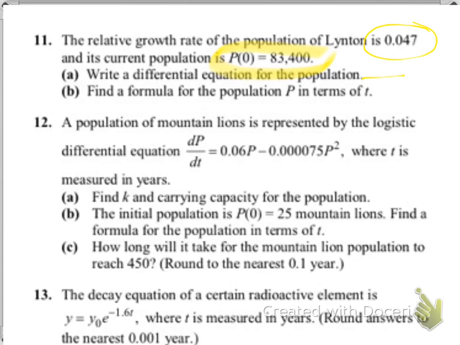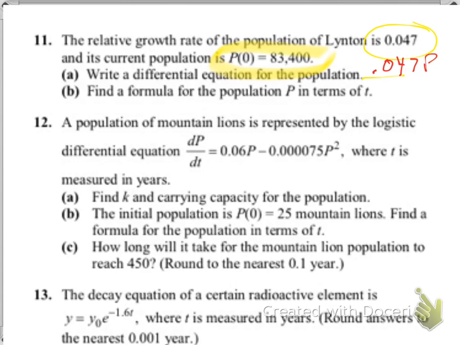I'm going to go red on this one. 0.047P. That's your dP, and I'd write dP/dt in front of that if I had more room. And find the formula for the population, which is what I did on the previous page as well. Squeeze it in there, that 83,400 e to the 0.047t. That's 11.